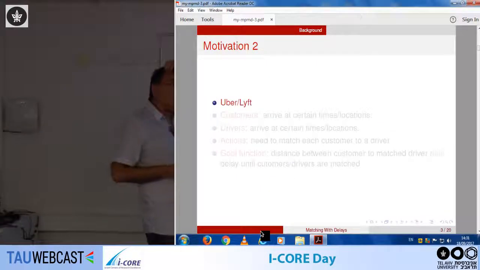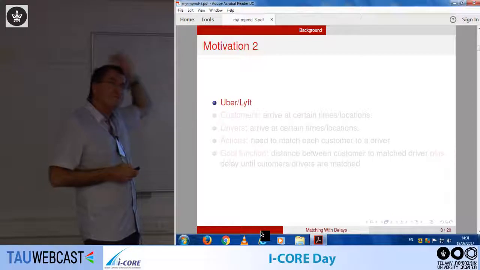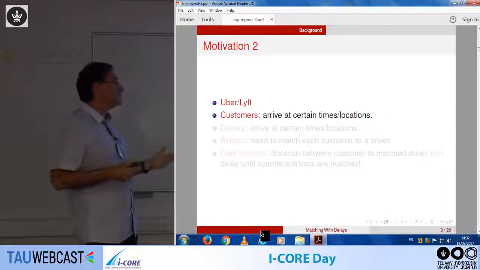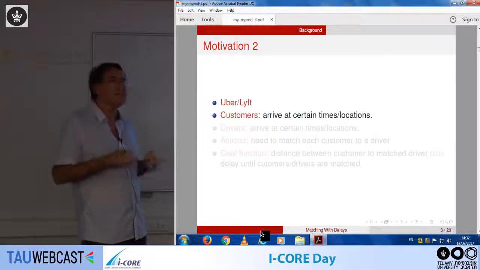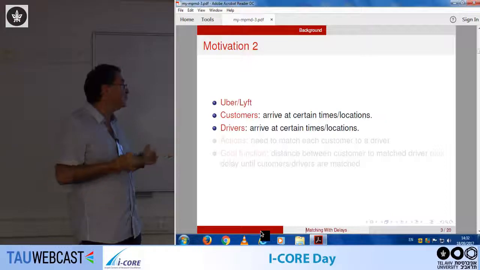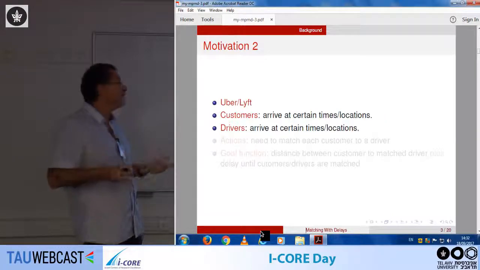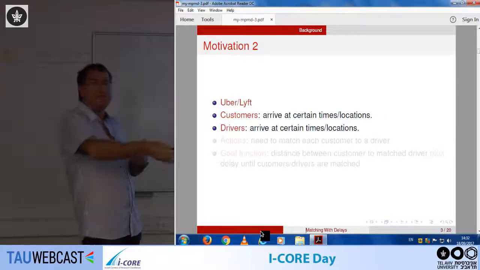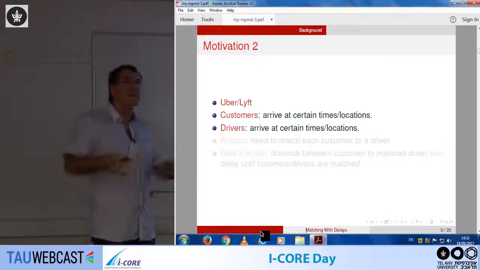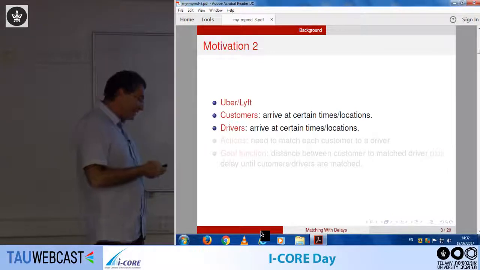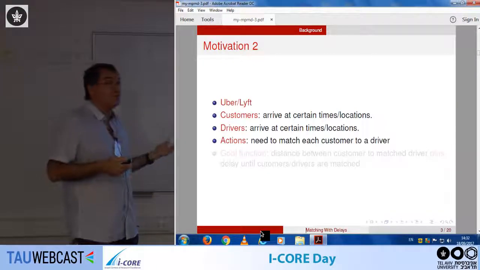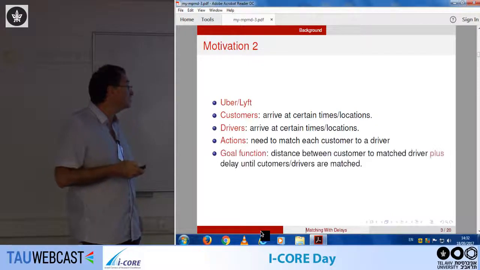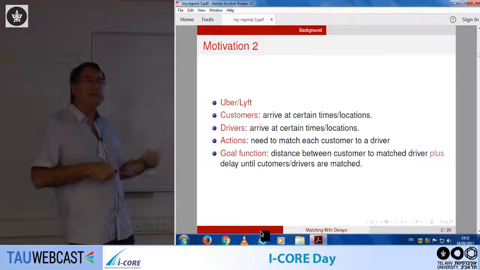Okay, motivation 2. This is one version of a problem. The other problem is one many people know about. It's the Uber Lyft problem. So again, you have customers who arrive at certain times and certain locations, and they want to be matched to drivers. Drivers also arrive at certain times and locations. It's clear why customers arrive at certain times and locations, because they want a service. And drivers also typically drop a previous customer, and then they are available for service. And the action is that you need to match the customer to a driver. That's obvious. Each customer needs one driver. And the goal is, again, to minimize two ingredients.